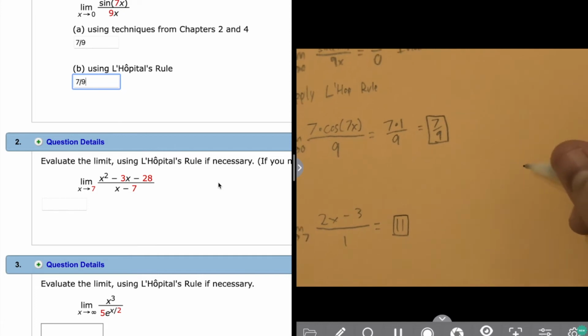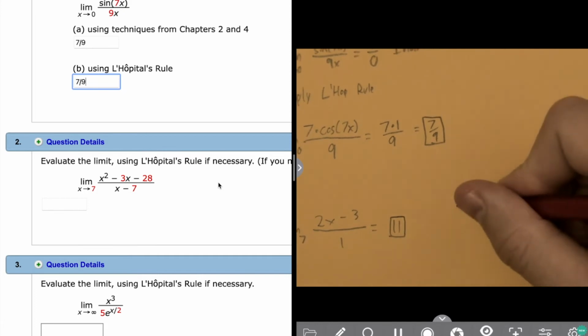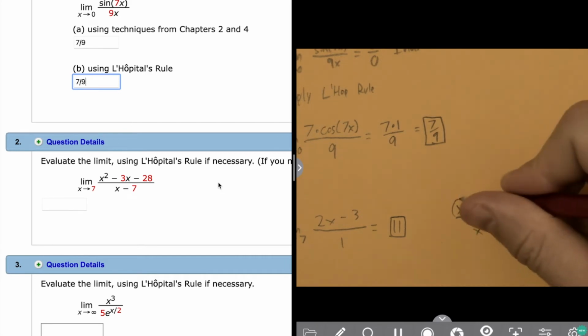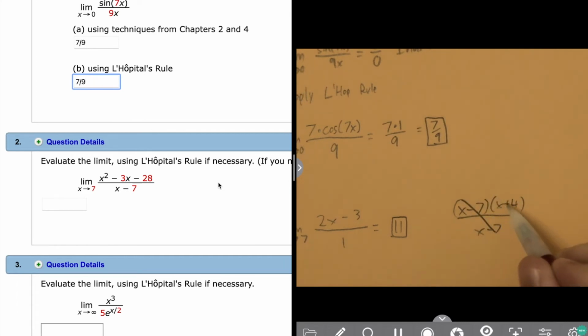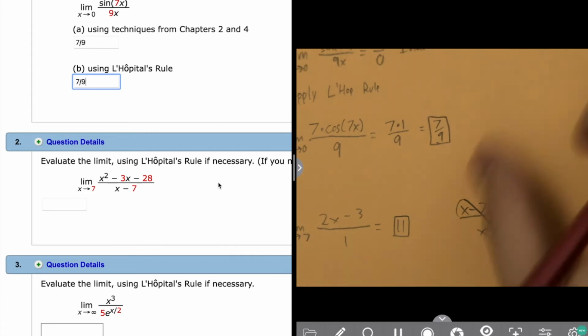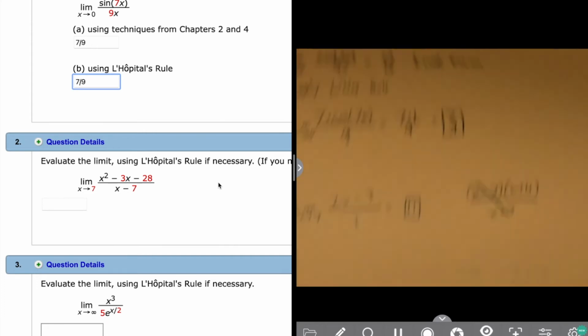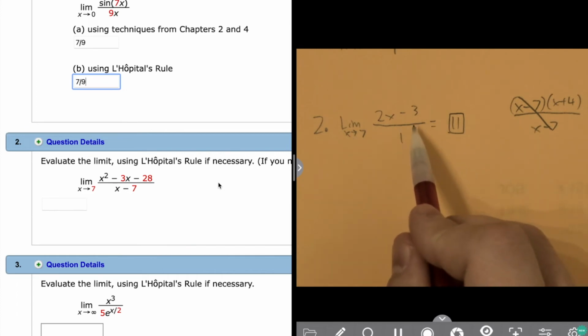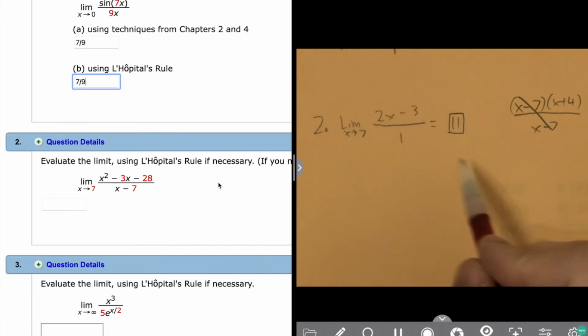Just to verify that, let's show you what it looks like when we do this by factoring. You would get an x minus 7 times an x plus 4. That's how you multiply the negative 28 and combine the negative 3. Your x minus 7s would cancel, and look what you get when you plug 7 into the remaining algebra. You still get 11. So L'Hopital's rule is doing some really cool stuff. Again, be careful. I wouldn't just start writing this. I would first establish that I get 0 over 0, then proceed.